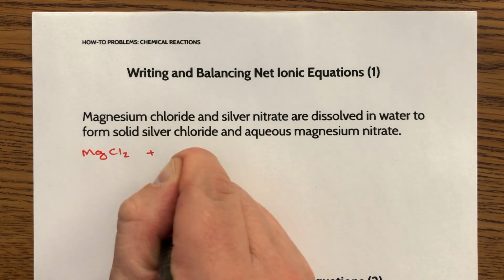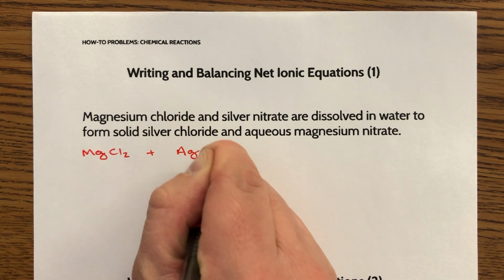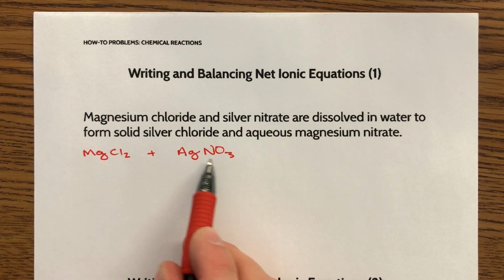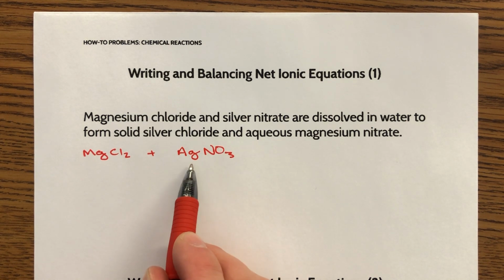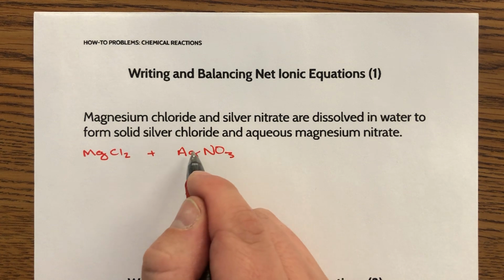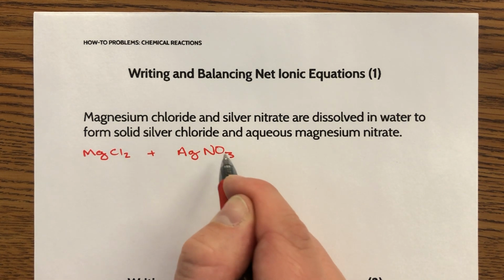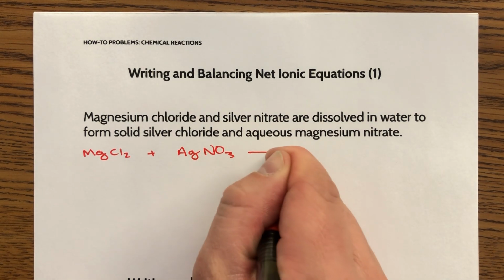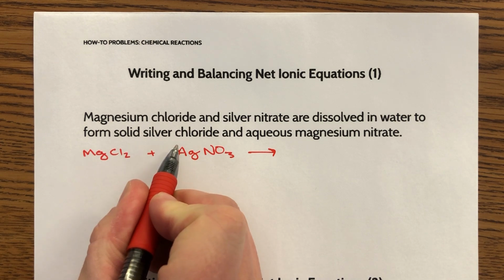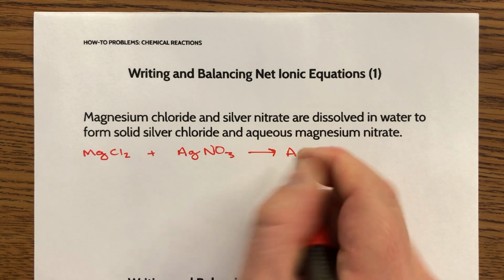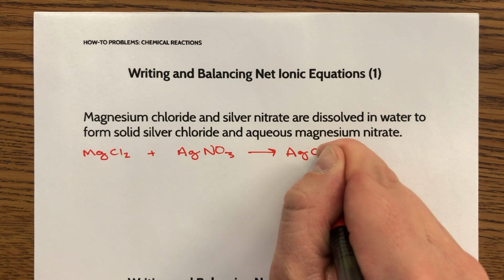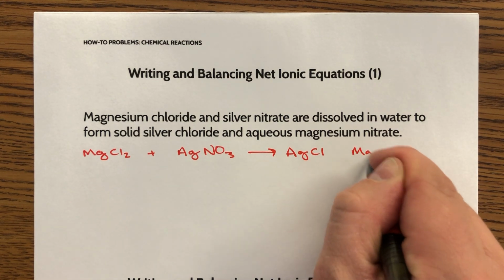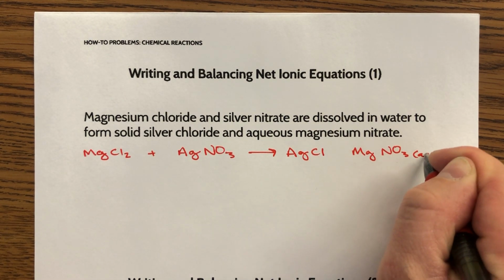And it's going to react with silver nitrate, AgNO3, and nitrate is a polyatomic ion. If you notice, it's all nonmetals combining, and we have 1 metal ion. The metal ion is going to be giving 1 electron, and nitrate only needs 1 electron, so this is balanced. And we're going to form solid silver chloride, so it's going to be AgCl, and it's going to form aqueous magnesium nitrate, and we're going to write MgNO3, and it's going to stay aqueous.